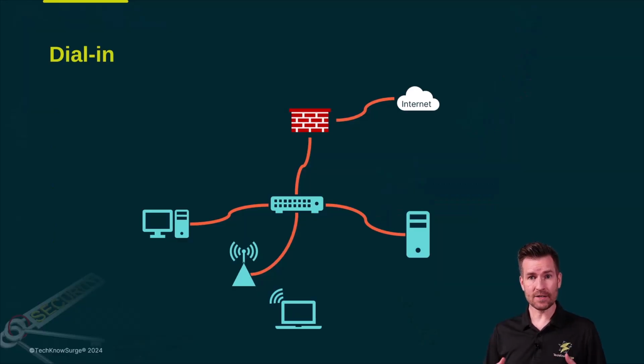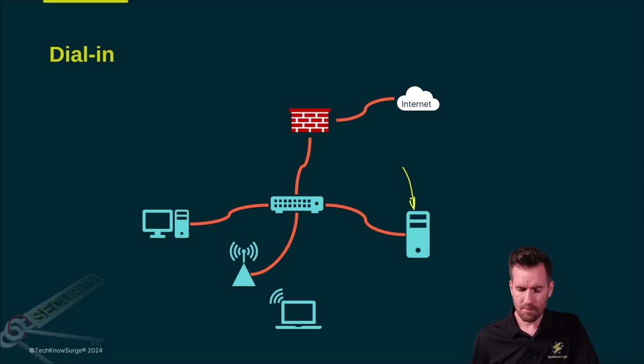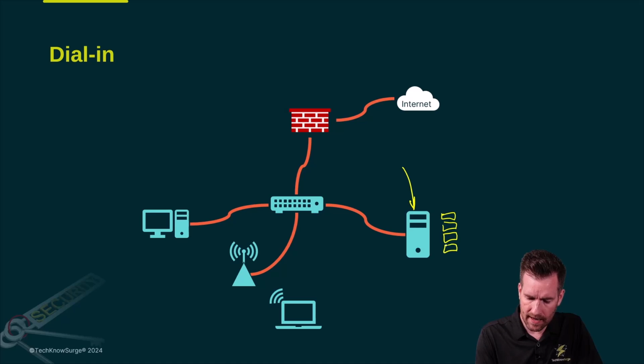Dial-in is one of the original ways that we had remote access connections. So let's take a look at just what dial-in would look like. You would have some sort of server, and perhaps it was connected to a bank of modems. And those modems were then connected into phone lines in here.